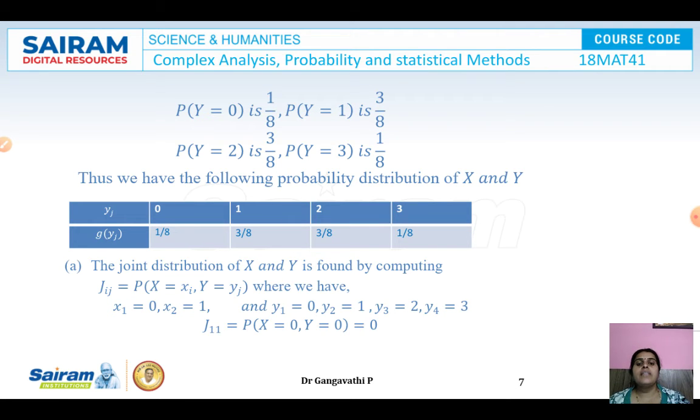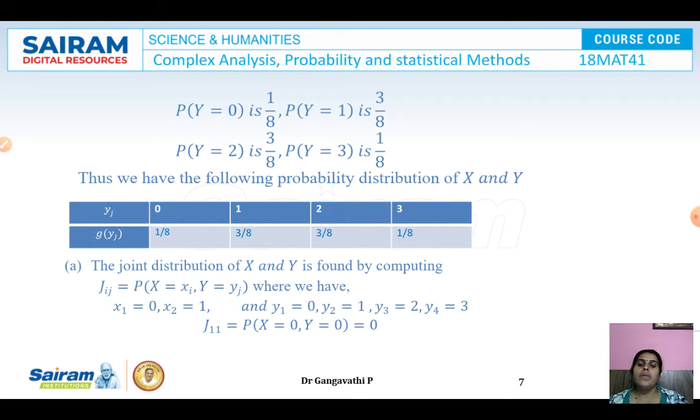So with this we can write down the marginal probability distribution of x and y. You can observe the y values are 0, 1, 2 and 3, and the corresponding probability values: when y is 0 the probability value is 1 by 8. When y is equal to 1, the probability value is 3 by 8. When y is equal to 2, it is 3 by 8. And when y is equal to 3, the probability value is 1 by 8. So we have found the marginal distribution of y.